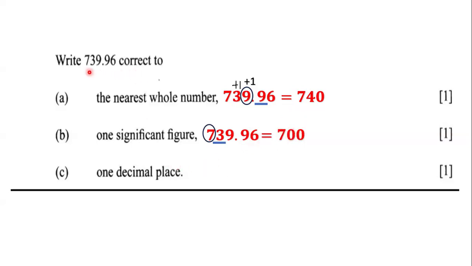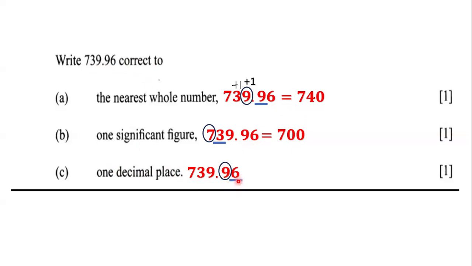Next, we need to write 739.96 correct to one decimal place. And so what we need to do is, we have 739.96. And since we have to write it correct to one decimal place, we're going to look at this 9, because this 9 is the first number behind the decimal point. And so we circle this 9 and we underline the 6.